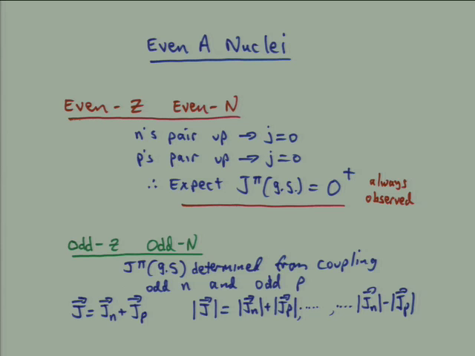Okay. Even evens. Okay, so even evens in their ground states are simple in that, again, because of this spin-spin interaction between all the neutrons and between all the protons, all the neutrons will pair up to give you spin 0, and all the protons will pair up to give you spin 0. And so in every single case, the ground state spin and parity of an even even nucleus is 0 plus.